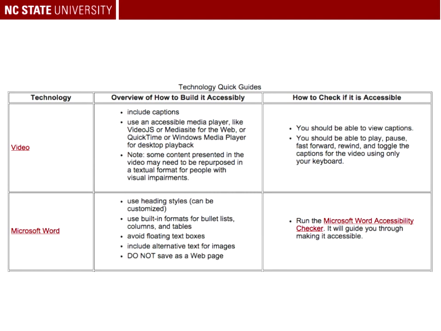And so this screen just shows a little sample of 2 of the technologies on there. For instance here, it shows video and Microsoft Word. For video, it's an overview of how to build it accessibly. So it says include captions, use an accessible media player, and it gives some examples. And then going to the next column, how to check if it's accessible. You should be able to view the captions, and you should be able to play, pause, fast forward, rewind, everything with the video controller just with your keyboard. So there's a simple user check that somebody who's not an accessibility expert can do to see if it's accessible, or at least most likely accessible.